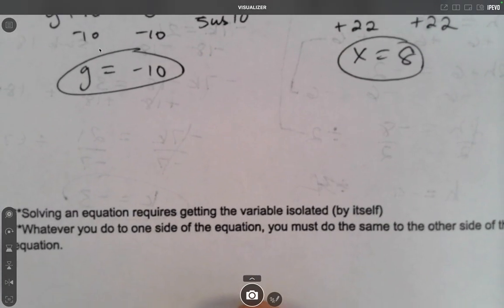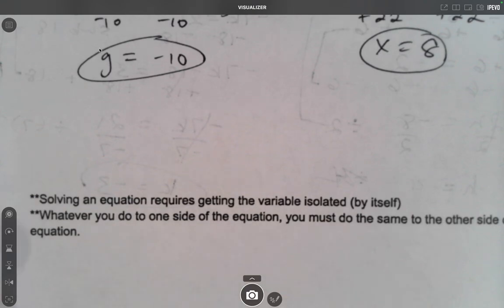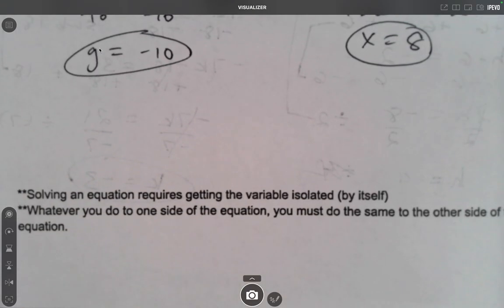And here are two things that are good to remember. Solving an equation requires getting the variable isolated, meaning getting it by itself. And whatever you do to one side of the equation, you must do the same to the other side of the equation.